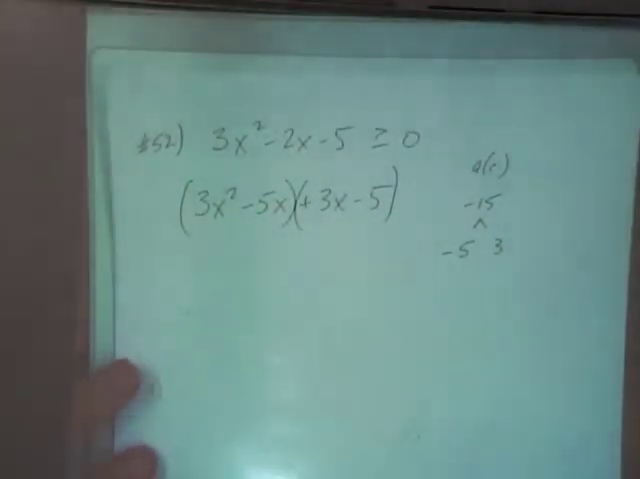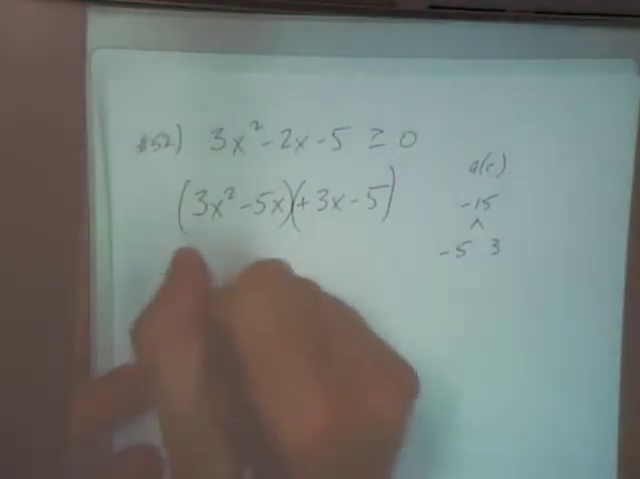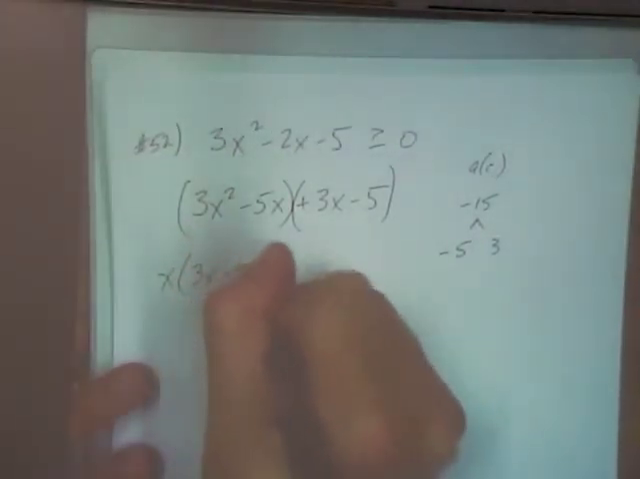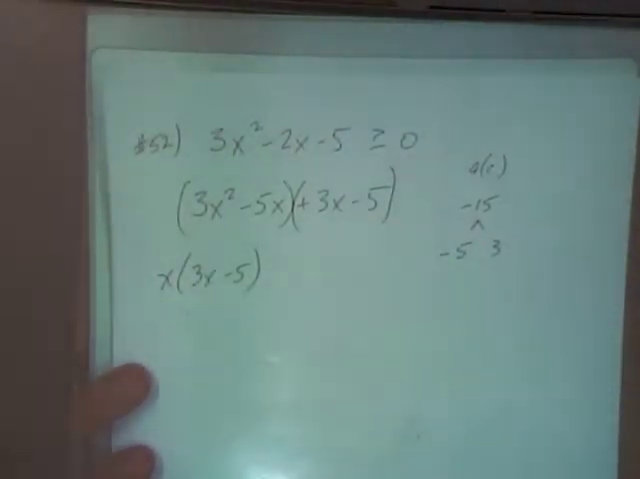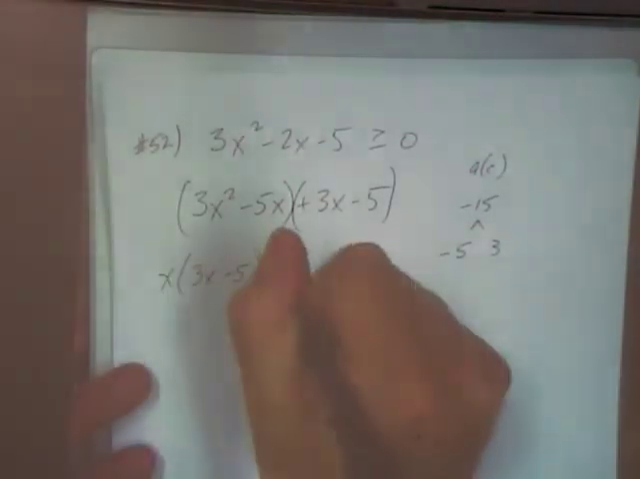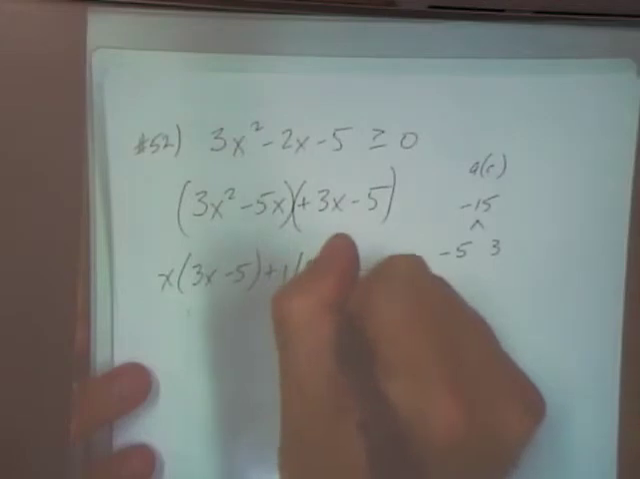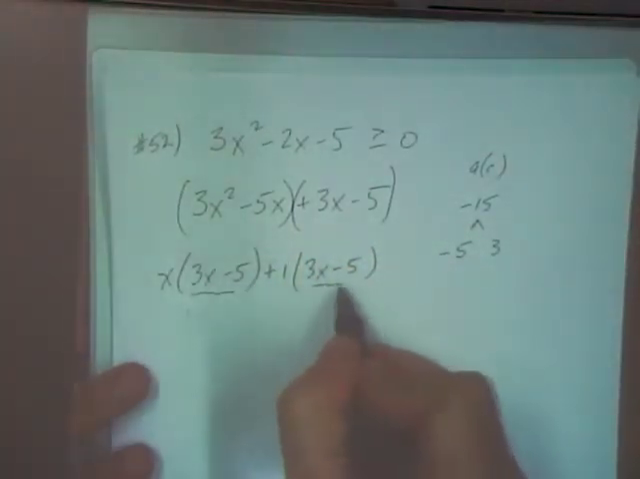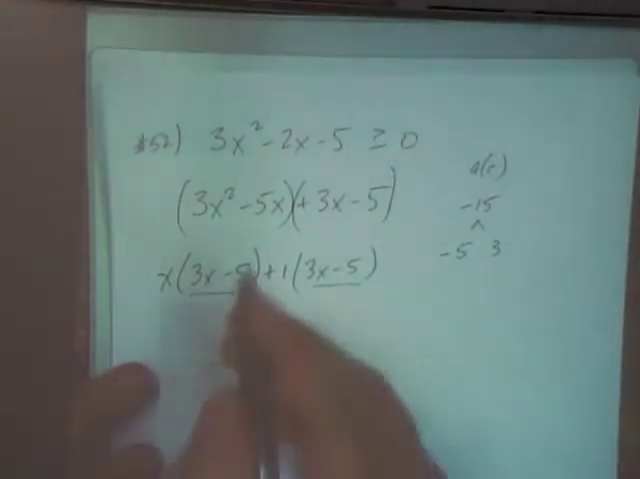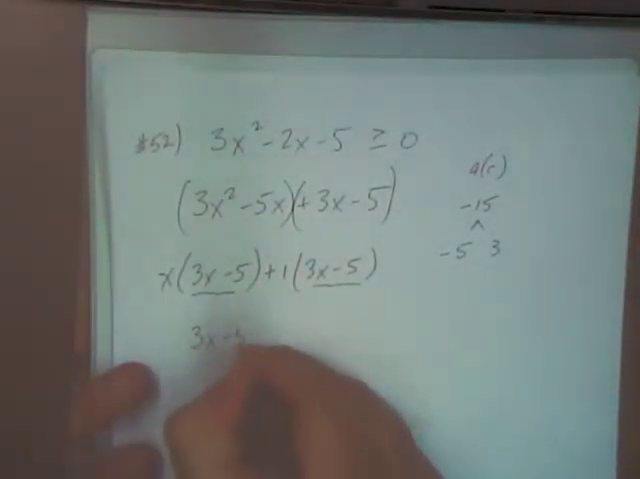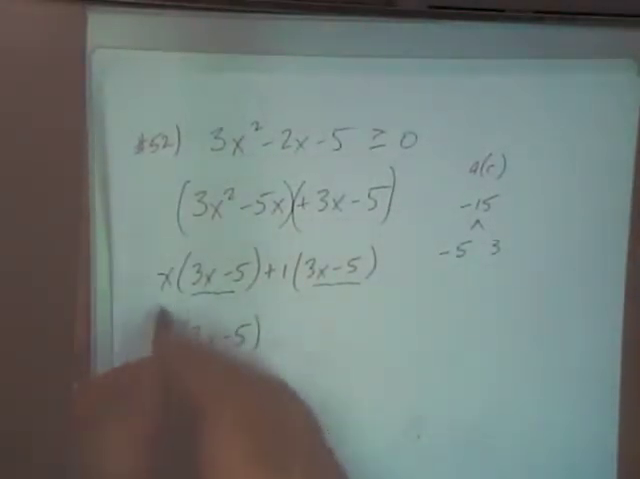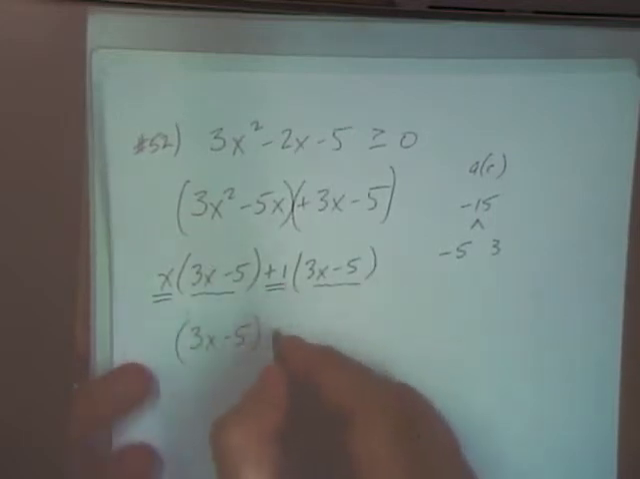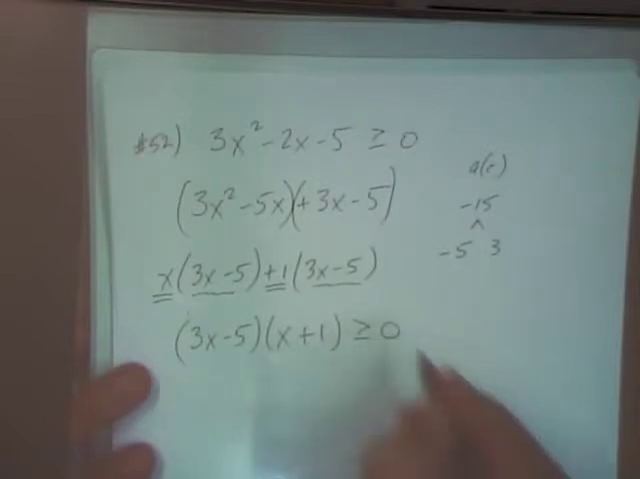What can I pull out of that first grouping? X. So 3x minus 5. What can I pull out of the second grouping? You gotta pull something out. 1. Plus 1. That leaves 3x minus 5. Notice what I have in the parentheses is the same. That means I did it right, so write that down. 3x minus 5, and then write down what's on the outside of the parentheses, x plus 1. And that's greater than or equal to 0.